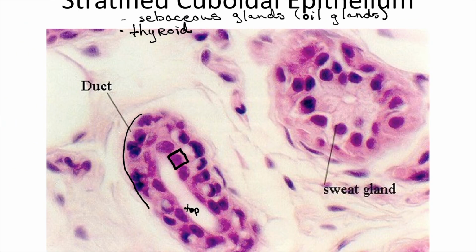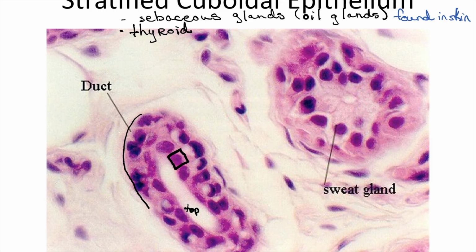Stratified cuboidal epithelium. This is only found primarily in two major places in the body: in sebaceous glands, which are oil glands found in the skin, and in the thyroid gland.